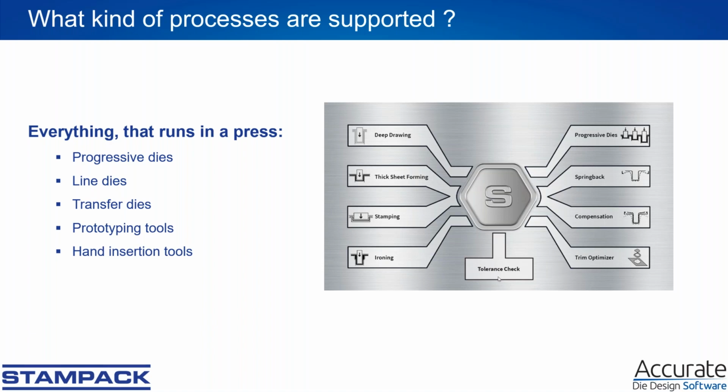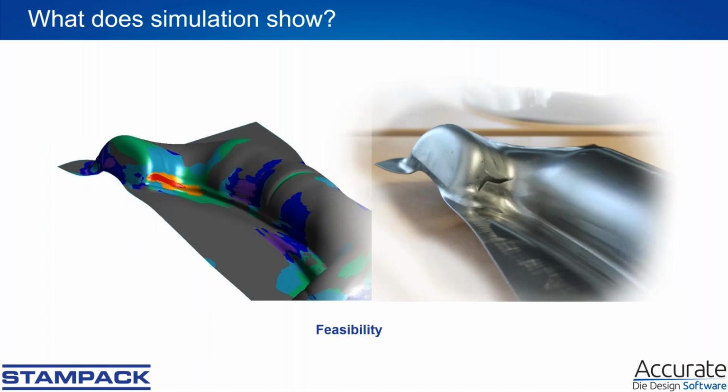And before we go to the technical details, I would like to simply give you an overview of how the software can help you in your everyday life. So first of all, the software shows you whether your part is feasible, yes or no. So when you have a crack in a real part, then the software shows a red area in the same spot.